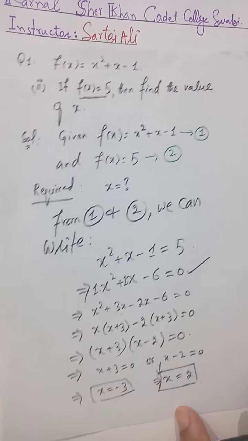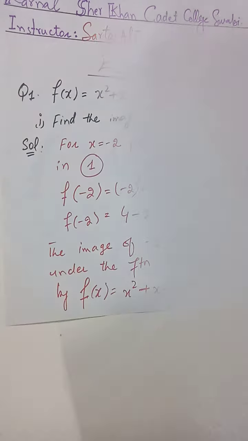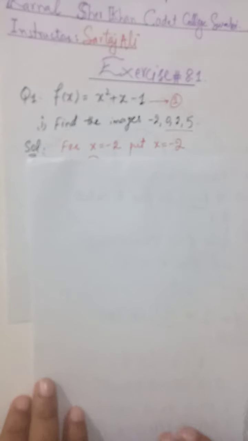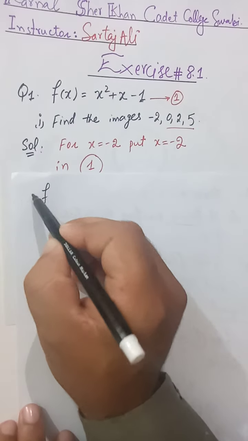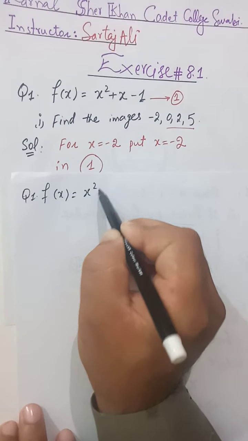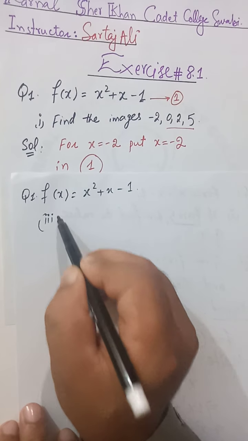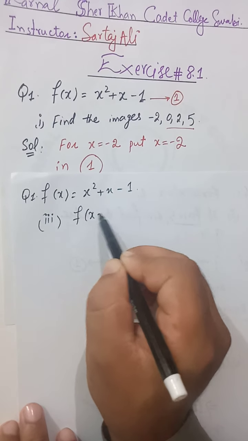Now moving towards part 3 of question 1 and part 4 of question 1. Okay, part 3 of question 1. In question 1, the given function is x square plus x minus 1. In part 3, you need to calculate f of x plus 1.